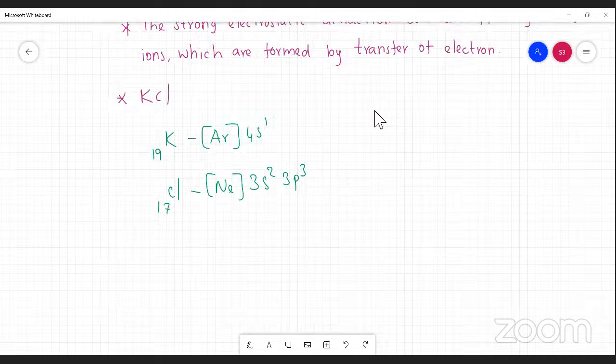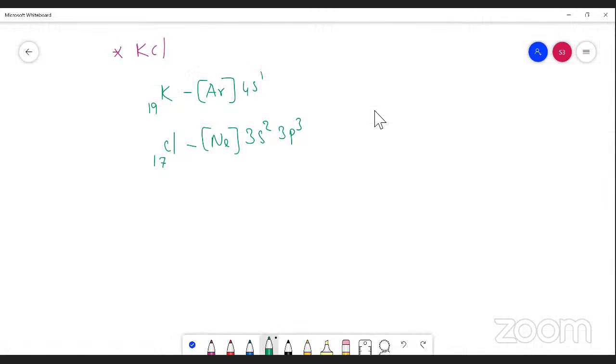Okay, listen here. In the case of potassium, it loses one electron, then it will become another electronic configuration. So the potassium loses one electron, then it becomes K plus, and its electronic configuration becomes that of argon, that is the 18 electron configuration. It is nothing but removal of an electron. Removal of an electron is nothing but ionization energy.